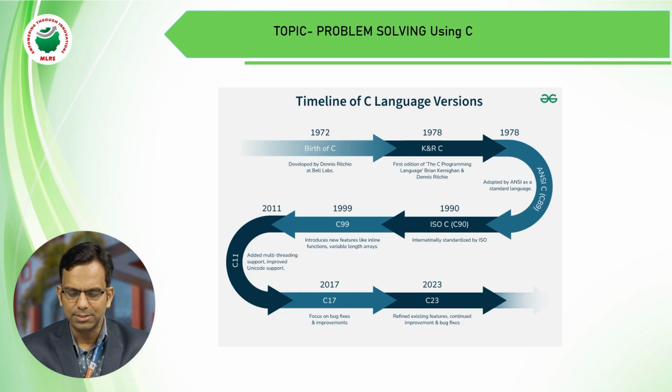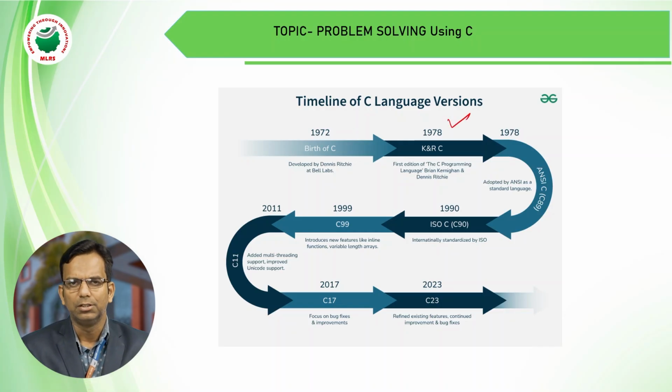Now, the next one is the timeline, the various versions and implementations of the C language. If you look at this diagram, it was the latest diagram that I have implemented here. In the year 1972, C was invented by Dennis Ritchie at AT&T Bell Laboratories, USA. After that, in the year 1978, the first edition of the C programming language was developed.